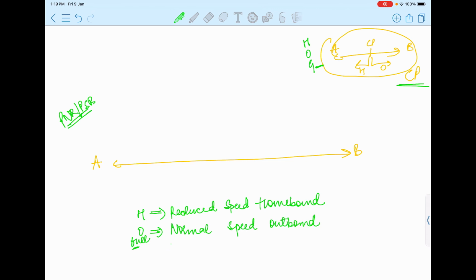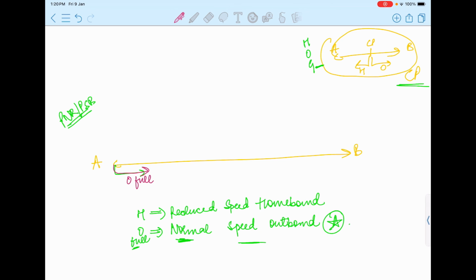There is no reduced speed outbound, it is normal speed outbound. Okay, so now let's put these speeds in the diagram. Normal speed outbound, when we are departing from the departure aerodrome, this is where we use our O full, which is normal speed outbound.